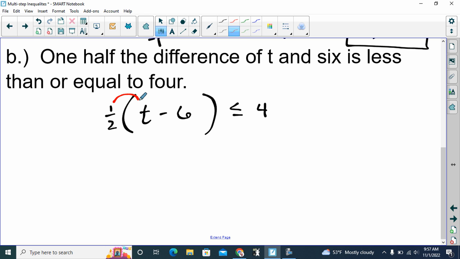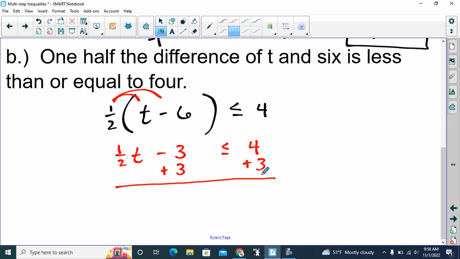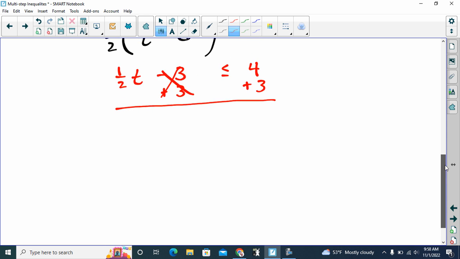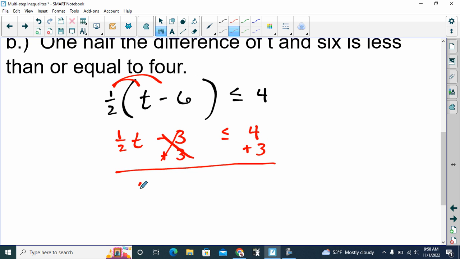Distribute 1/2 times t, 1/2 times negative 6. Add 3 to both sides. That gives me 1/2 t is less than or equal to 7.